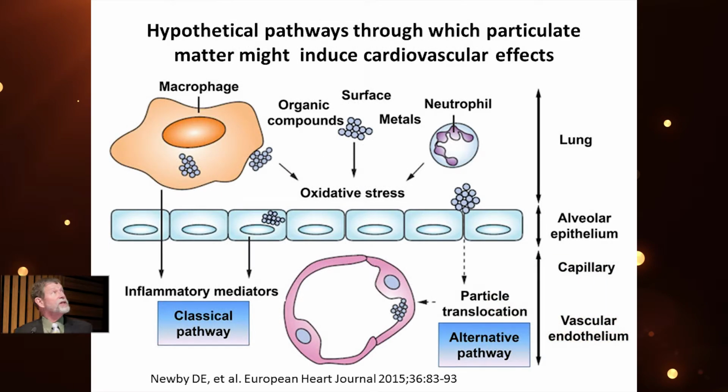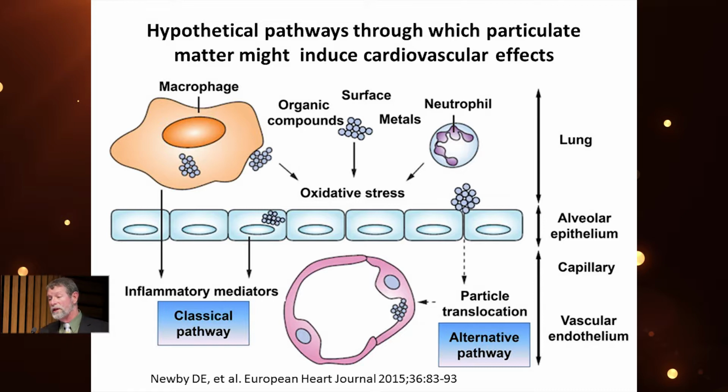The macrophage and then the endothelial cells lining the airways are thought to be the source of the oxidative stress and the original inflammatory signals. This slide also shows the alternative pathway with particle translocation that Kathy talked about for ultrafine particles getting from the alveoli into the circulation.